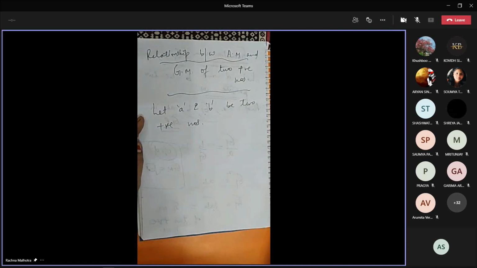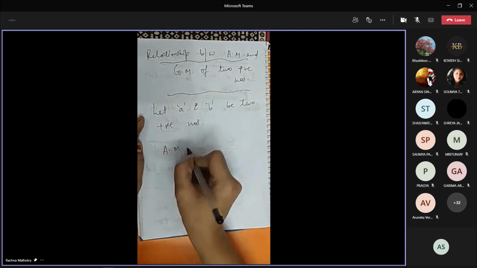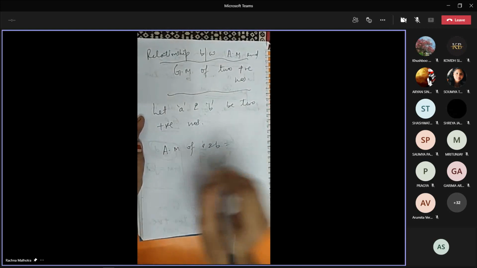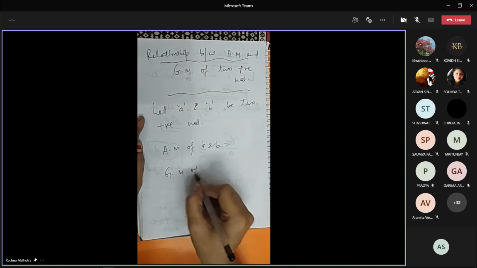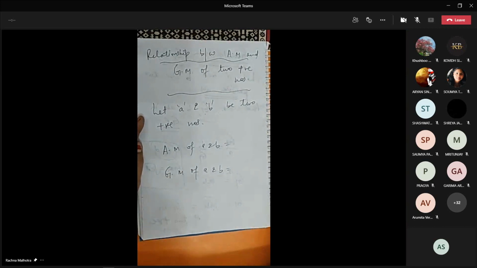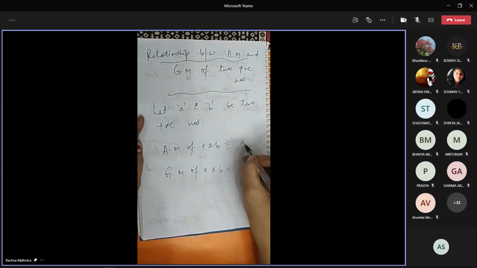Let A and B be two positive numbers. What is the arithmetic mean of A and B? Please reply fast. A plus B by 2. Yes, the arithmetic mean of two numbers is (A plus B) by 2.